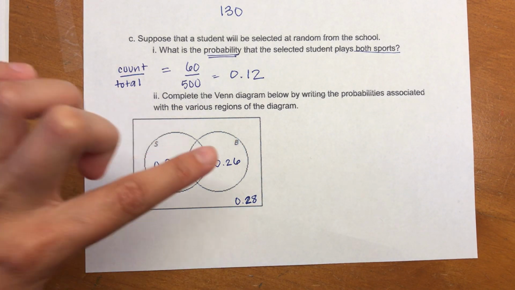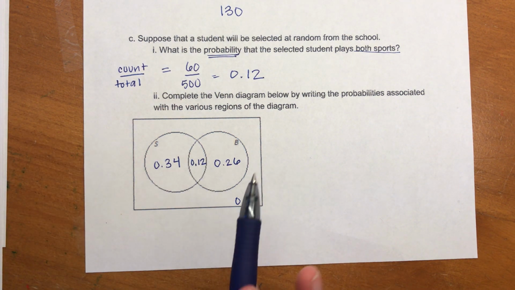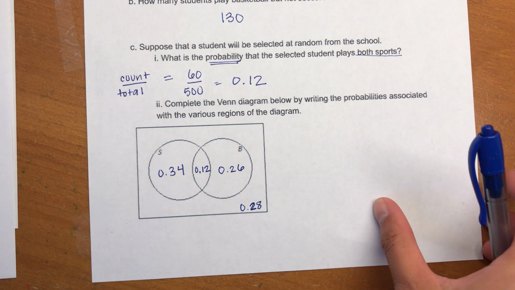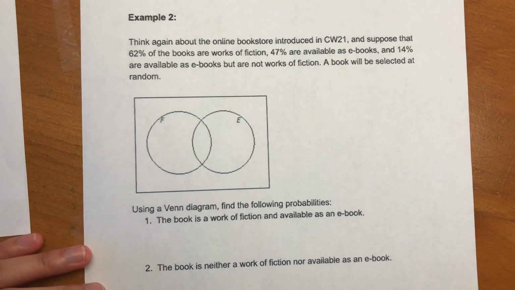Okay, so each of these numbers is a probability that a randomly selected student out of the 500 will be in one of these groups. Okay, so we're just calculating probabilities and putting them in the Venn diagram. Let's do another example. Okay, example 2.